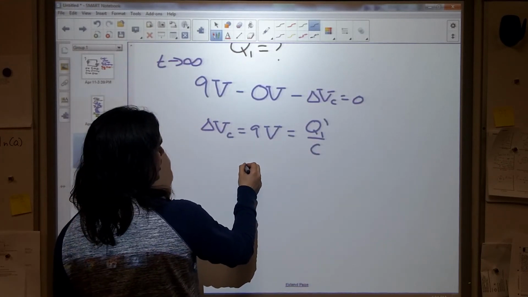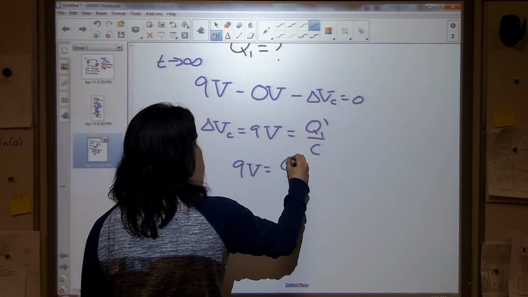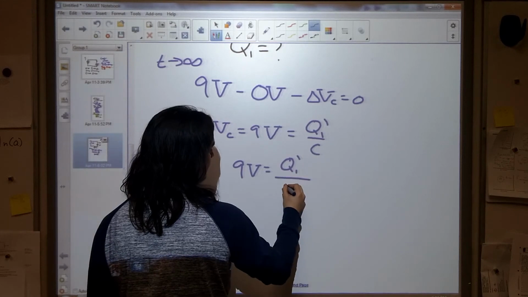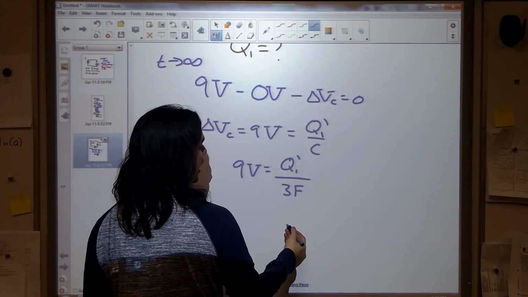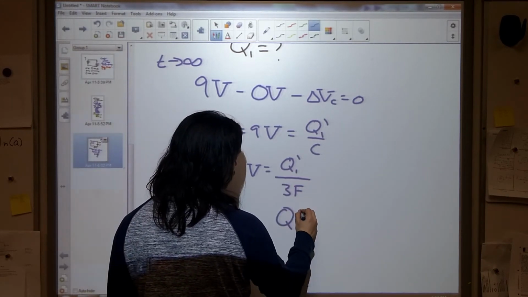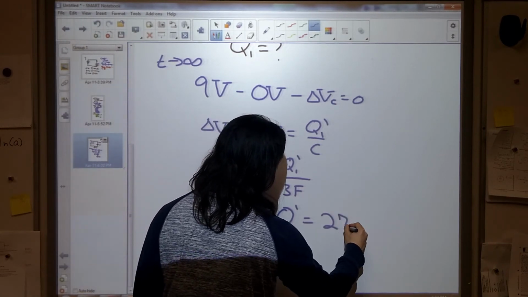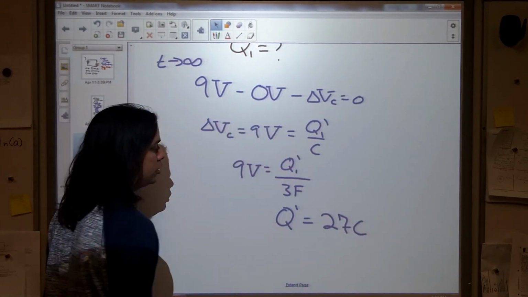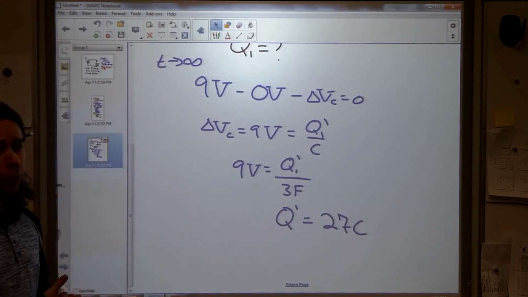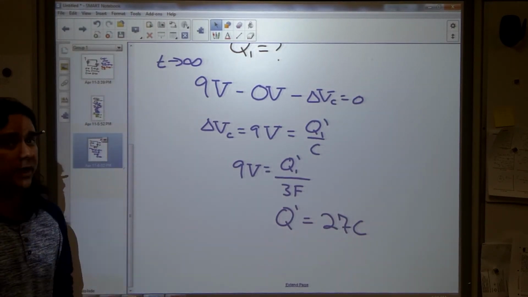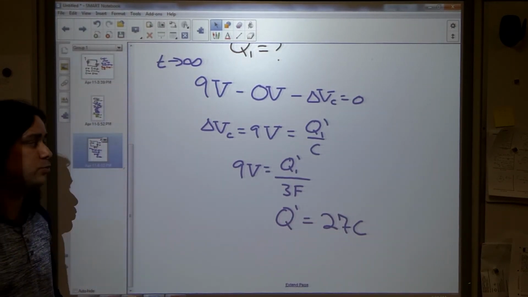I would have the following. 9 volts equals Q prime final divided by 3 farad. I would end up with the new charge on it at the very end is 27 coulomb. We could go through and find the energy in it, but it turns out the energy stored in it has gone up as well.